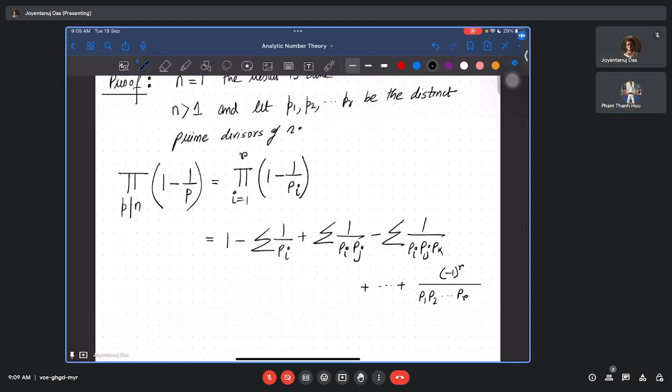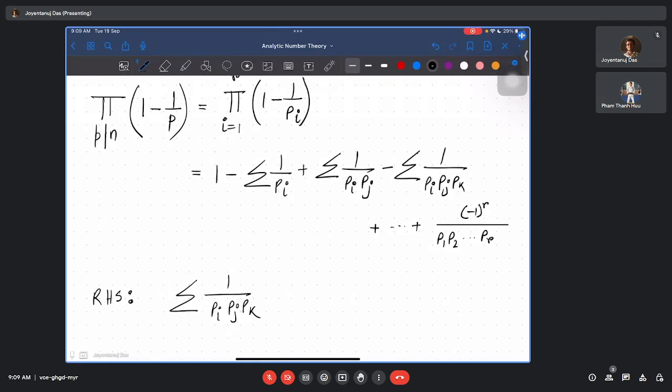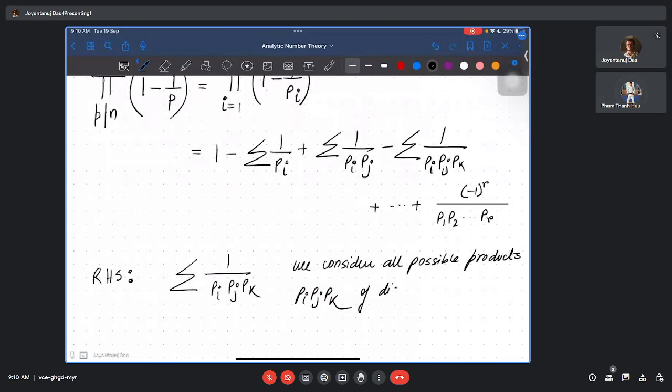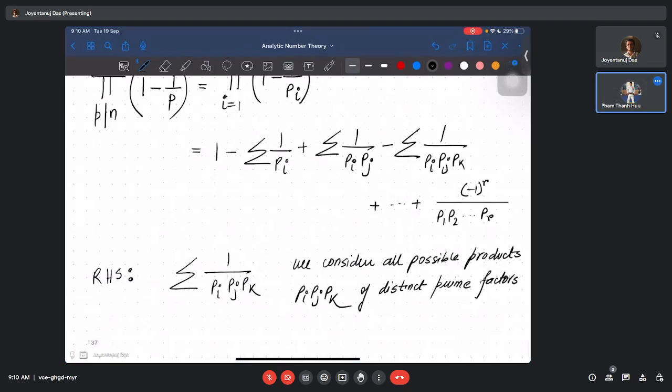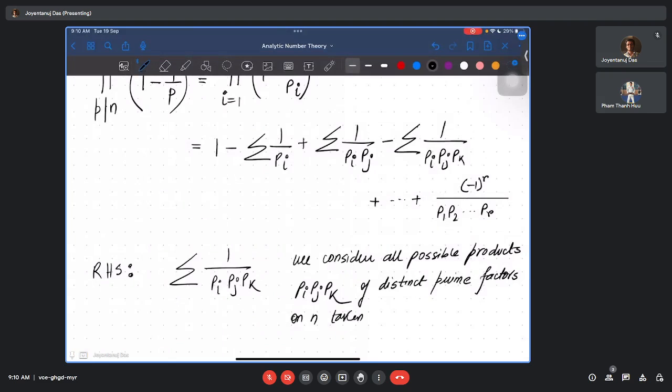Right. So let us understand what these terms are contributing. On the right hand side, suppose I take the term summation of 1 by pi pj pk. Here we consider all possible products pi pj pk of distinct prime factors of n, taken 3 at a time. So the summation has all these terms.